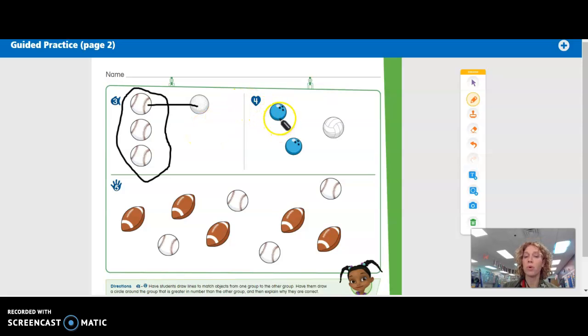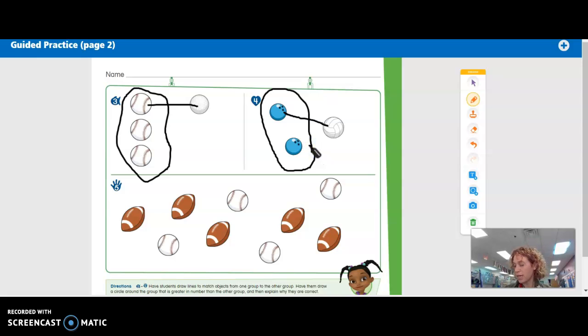Here we have bowling balls and a volleyball. We've got to figure out which one is greater. The first thing we need to do is match them up. So one bowling ball to one volleyball. I have nobody to match him up with. Whichever ones have extra is the group that's greater. Which one has an extra? You are right, the bowling balls.